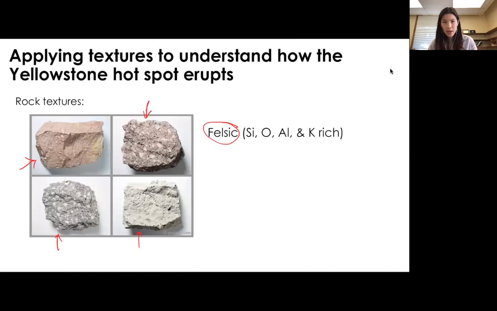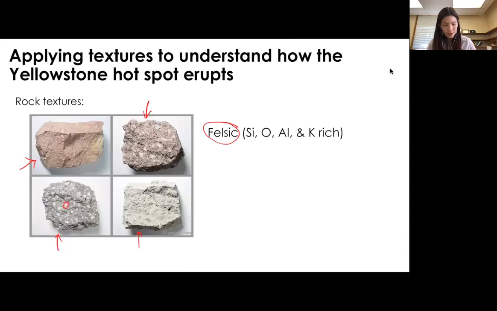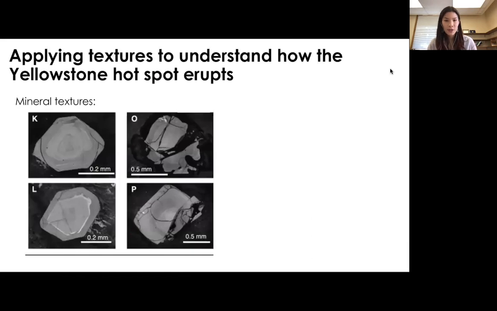So keep that in mind and think about what would that indicate about the rate of cooling. And then we can also look at the mineral textures within these rocks. So if we were to take out one of these larger phenocrysts from these rocks and look at it under thin section, we see textures that look like this.